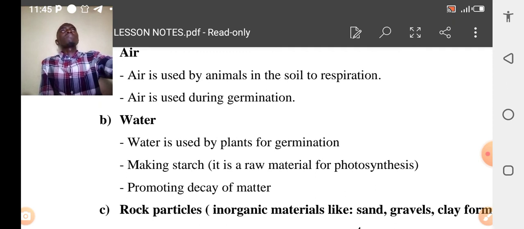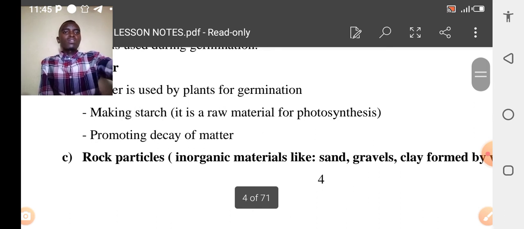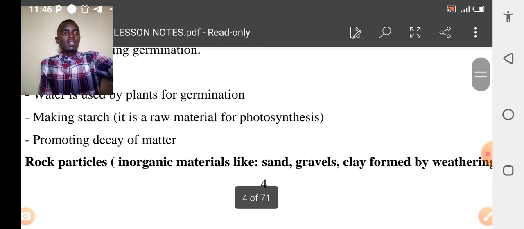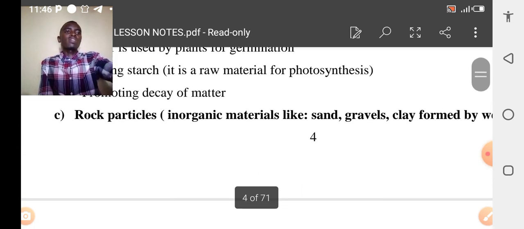Yes, when the humus is rich with water, it decays and rots. That is promoting decay of matter. So rock particles and inorganic materials like sand, gravel and clay are formed by weathering. We have seen the definition of weathering above. You have to revise and see what it is.